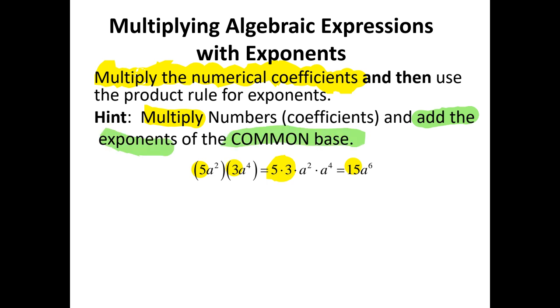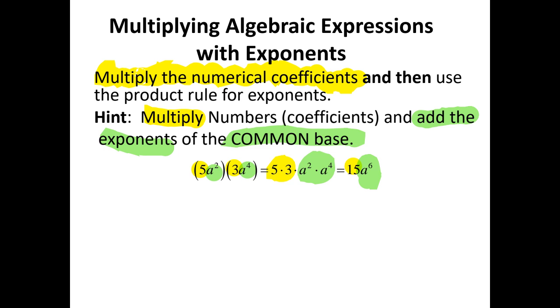This is an A. I have 2 of them. This is an A. I have 4 of them. They are going to give me A to the 6th. The numbers multiply. The exponents, if the bases are the same, add.